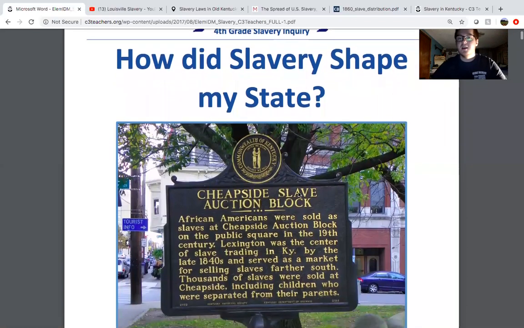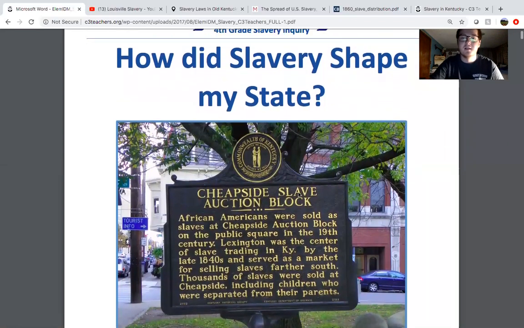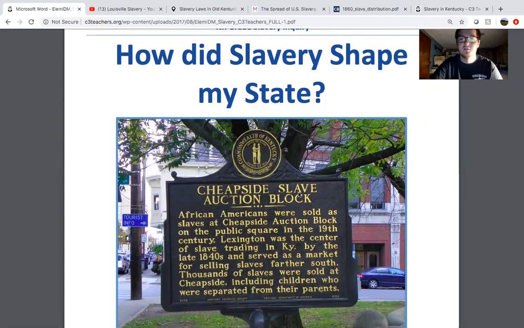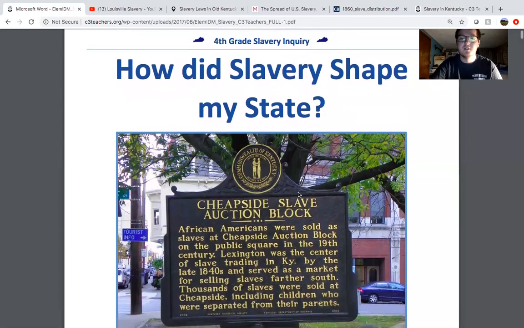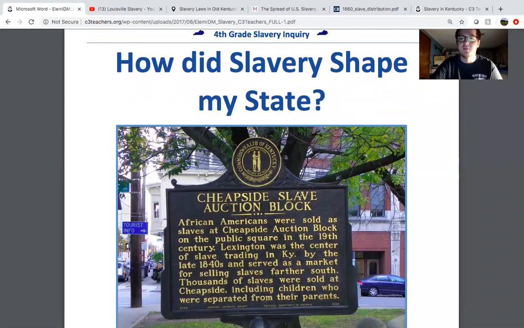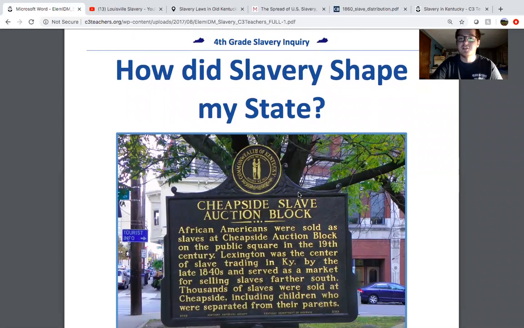So this is material that you should have done in 4th, 5th, and 6th grade leading up, and then maybe some in middle school so far, but you should have a pretty good working knowledge of this. And today we're just going to look at the Commonwealth of Kentucky. How did slavery shape my state? There's an assignment to go along with this. Again, all this will be in Google Classroom. I'll show you how to access that.